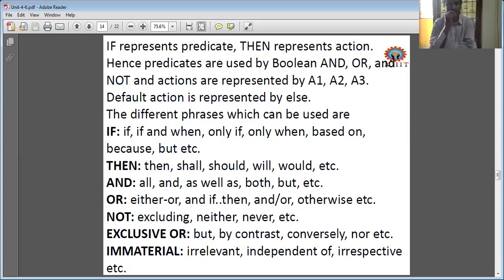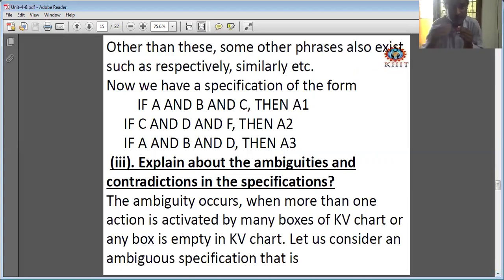The different phrases which can be used are: if means if, when, only if, only when, based on, because, but, etc. Then means then, shall, should, will, would, etc. And means all, and, as well as, both, but, etc. Or means either or, and if, then, and or, otherwise, etc. Not means excluding, neither, never, etc. Exclusive or means but, by contrast, conversely, nor, etc. Immaterial means irrelevant, independent of, irrespective, etc. Other than these, some other phrases also exist, such as respectively, similarly, etc.